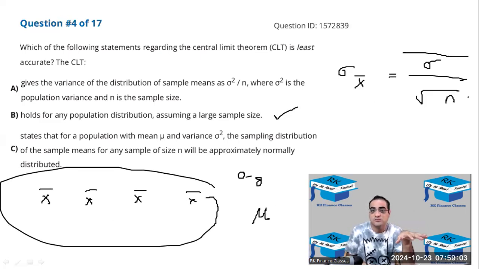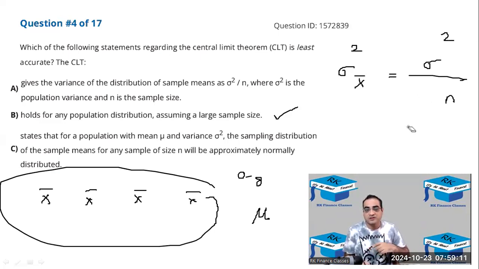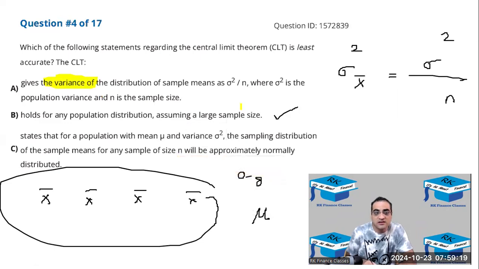And the standard deviation of all these sample means is equal to population standard deviation divided by square root of n. So if I square this, it becomes sigma square, and then the square root will go. So basically this becomes the variance, that's what they mentioned: the variance is equal to sigma square upon n, where sigma square is the population variance and n is the sample size.